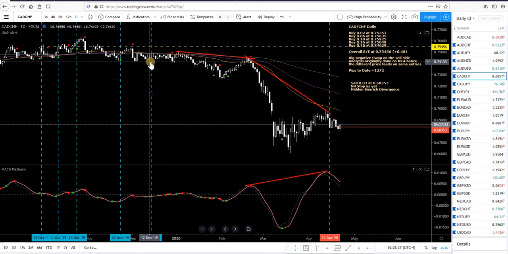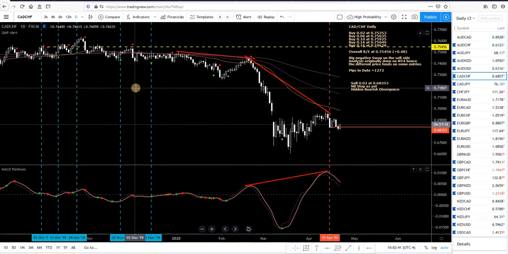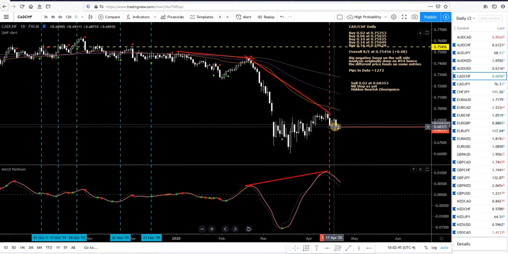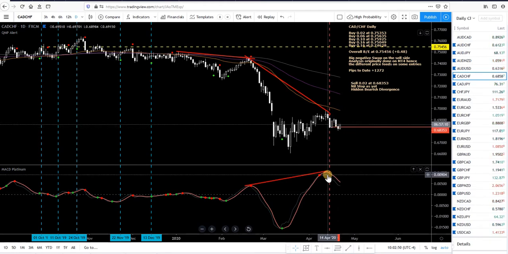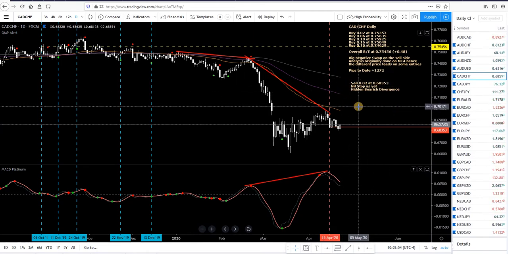but when you've got positive swap like this on a pair like the CAD Swiss, which is not a huge mover, it's not really a big issue. So we've got a sell in here. It's going against me at the moment. MACD platinum still above the zero level. Hidden bearish divergence. All right, so that's that individual sell just there.